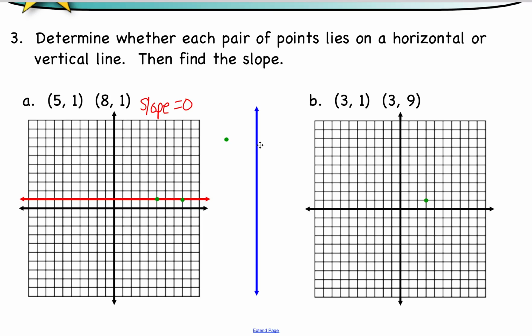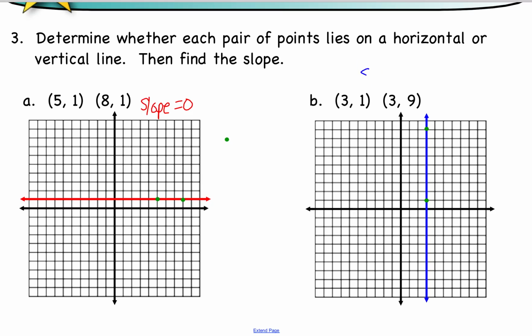All horizontal lines have a slope of 0. On the right-hand side, I have the point (3, 1) already plotted. So then if I plot (3, 9), I'm going to be up here. And you can see that this will be a vertical line right there. So if we want to find the slope of a vertical line, remember the slope of all vertical lines, we just say it's undefined. You can represent that by just the letters UD for undefined.